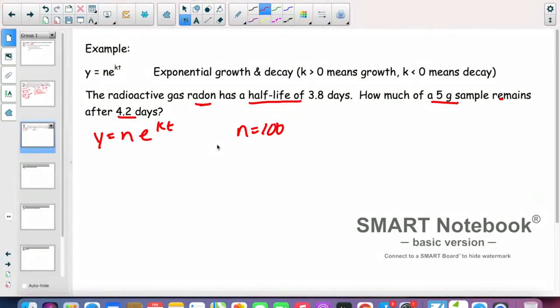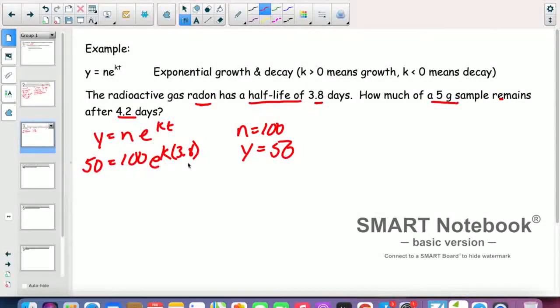So the first thing we have to do is pick some random amount for your initial starting amount. And I always like to use an even number, because if it's a half-life, we're going to say that y, if we start with 100, will be 50. And we know that it takes 3.8 days to get down to that 50. So our initial amount, we just made a random value of 100. e to the k, we know that it takes 3.8 days to get the half-life. So we're going to put 3.8 in for t. And then half of our initial starting amount is 50. So that's what goes in for my y.